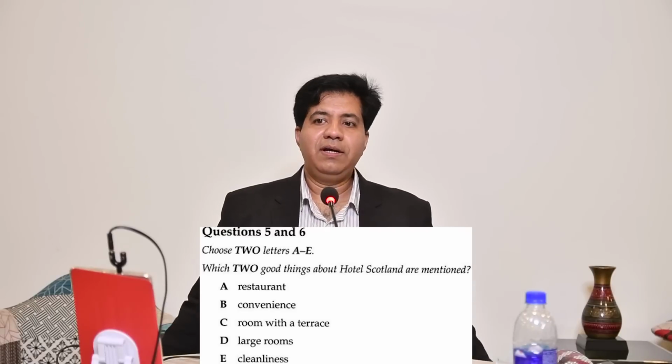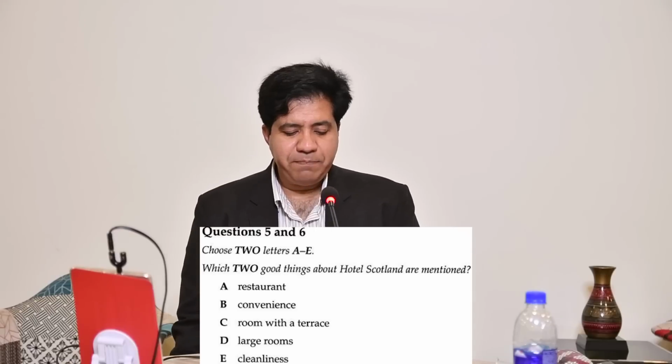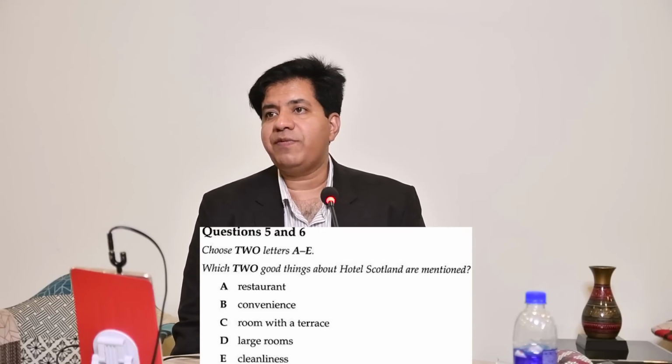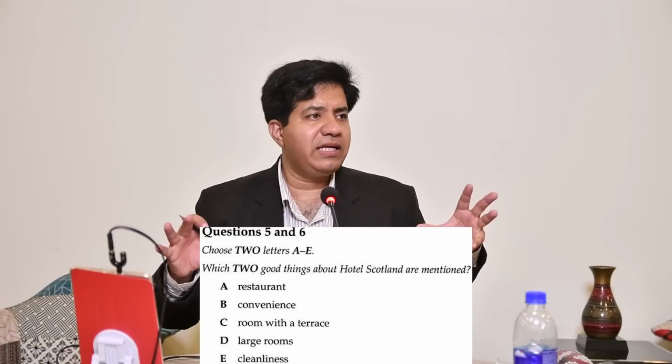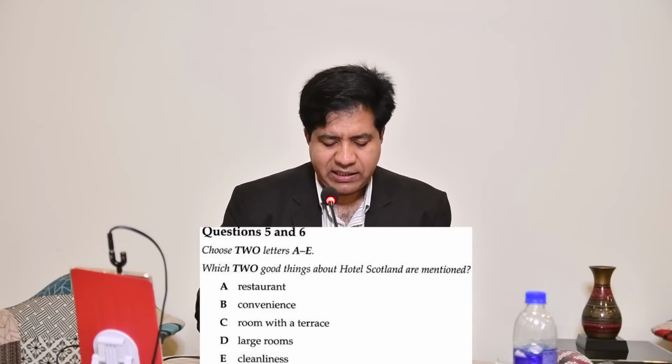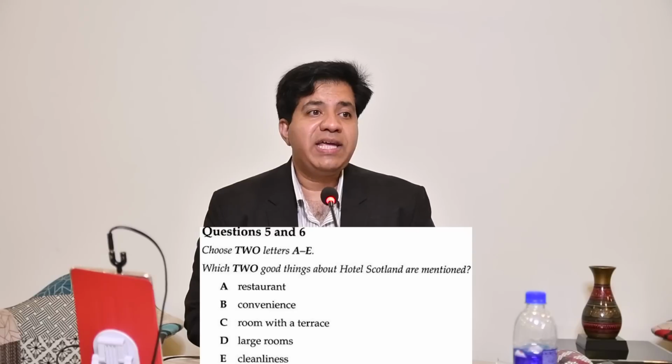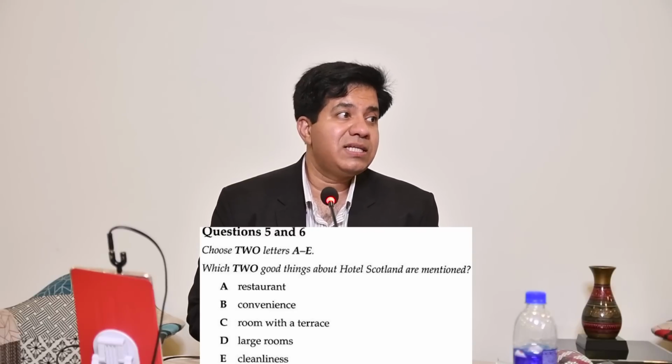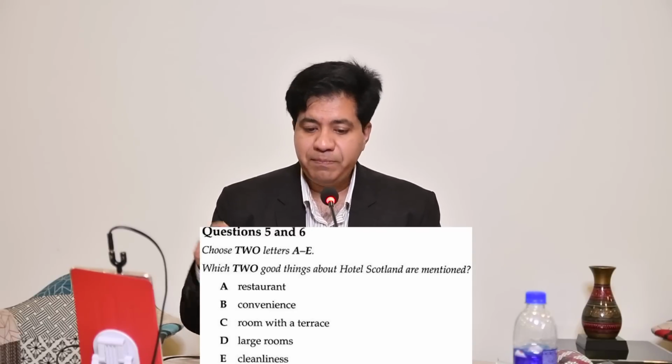So, B and C. B is convenient. The hotel is very convenient, water buses and this and that. I'll play this audio again, right? Just wait. And the second correct answer is room with a terrace. And he used the word pluses. These are 2 pluses. Please listen again.